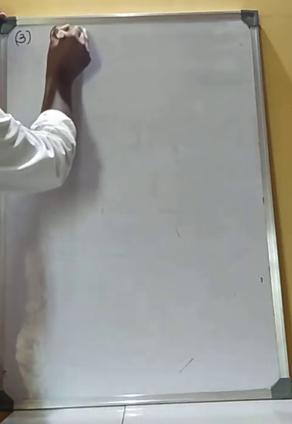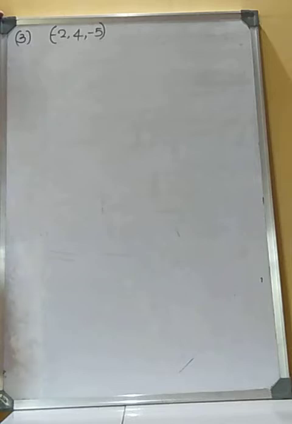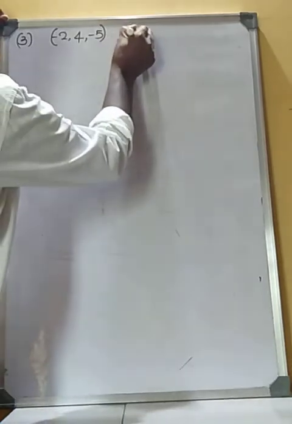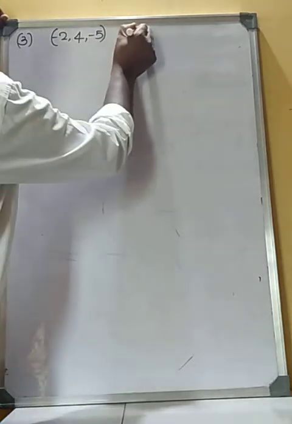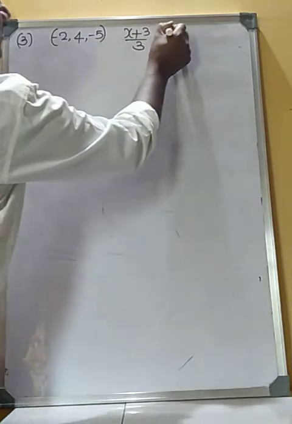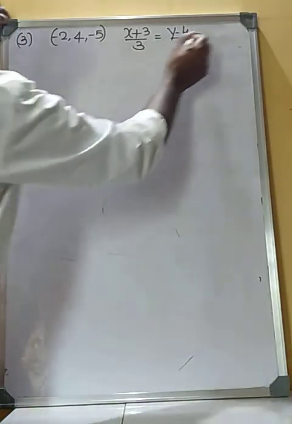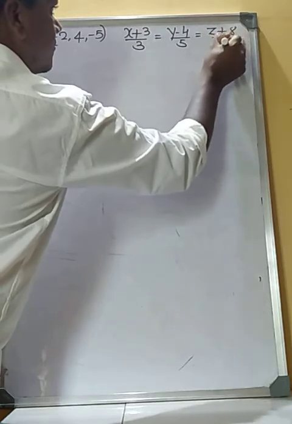The next example: find the Cartesian equation of the line which passes through the point (minus 2, 4, minus 5) and is parallel to the line given by (x plus 3) dividing by 3 equals (y minus 4) dividing by 5 equals (z plus 8) dividing by 6.